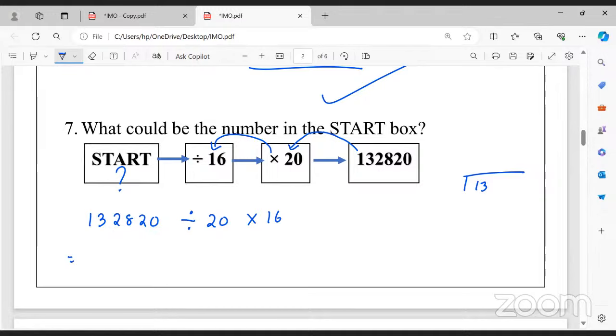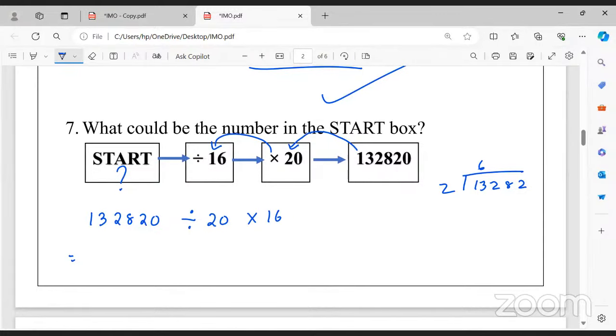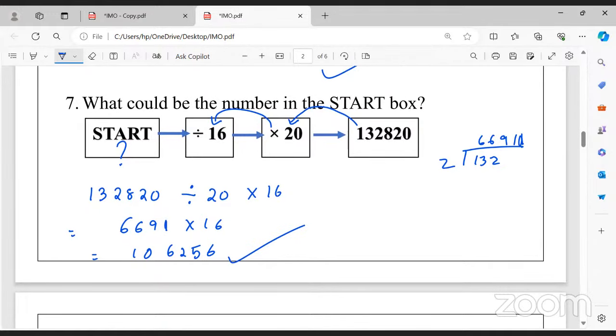Yes, your answer is correct. When you divide 132,820 by 20, just cancel the 0. 2 6 are 12, 2 6 are 12, 2 9 are 18. So it is 6641, multiplied by 16, and that gives you 106256. Superb. Very good, Satvik. Well done. So always when such a question comes to find out the starting number, that means you have to go backward by changing the sign. Okay?